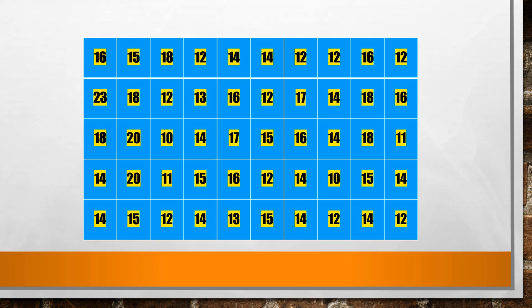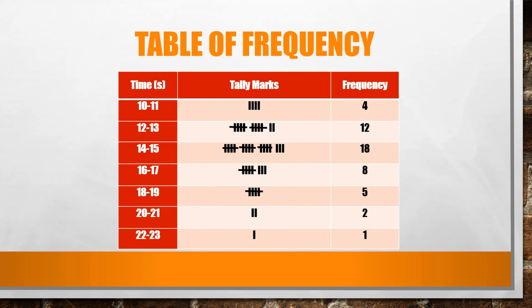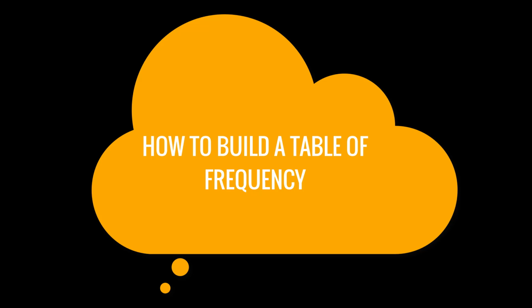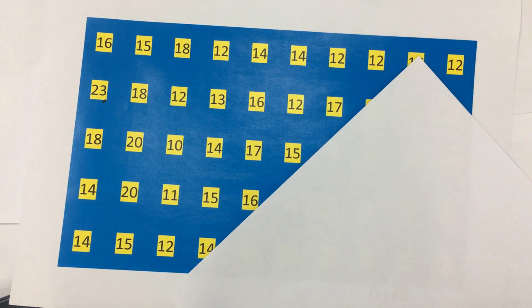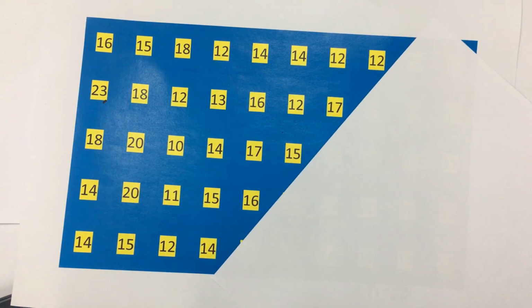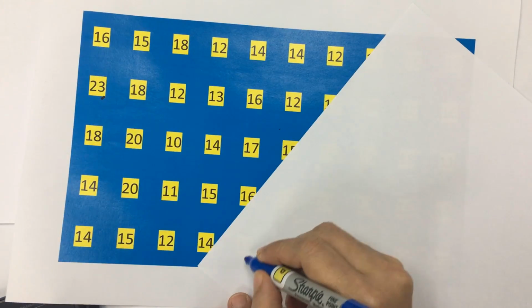Usually, we use a table to sort the ungrouped data into groups and show how many data points occur in each group. We call it the table of frequency. The table would appear like this. Now, the question is, how do you build a table of frequency?